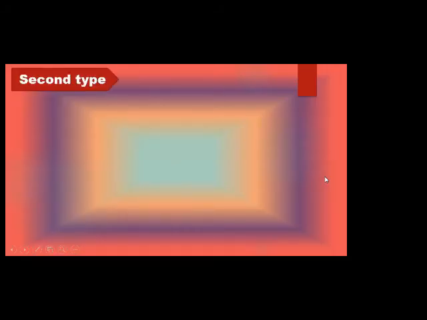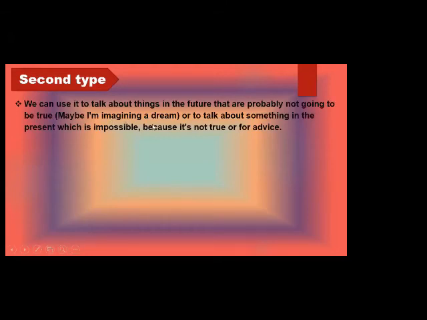What about the second type, or type 2? We use it to talk about an imaginary situation. It's not a real situation. It can't happen in the present or in the future. In type 2, we are talking about a dream, an imaginary situation. We talk about something in the present which is impossible to happen. It can't happen because it's not true. And we also use the second type for advice.